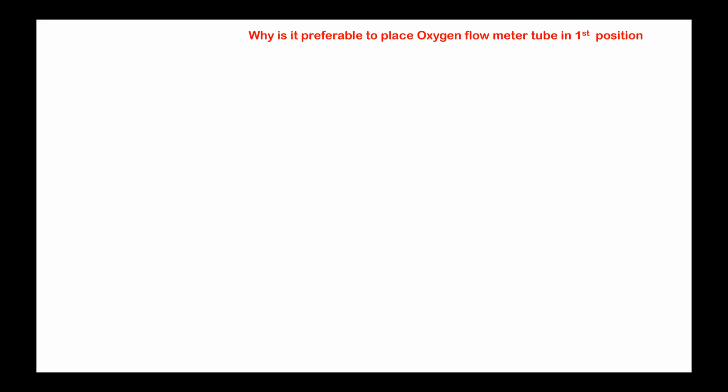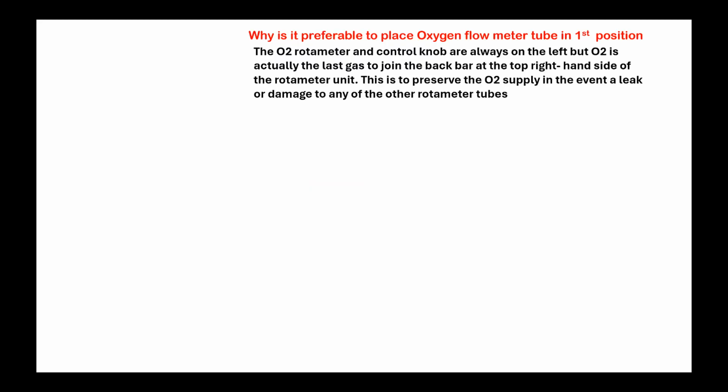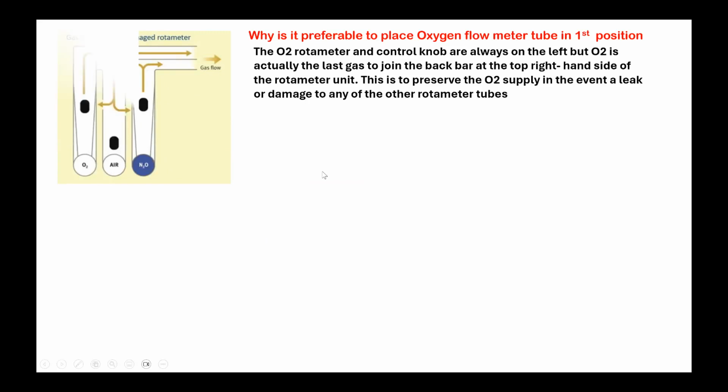Now again, they are coming back to the oxygen in the left extreme or the first position, then air, then nitrous oxide like this. The reason why is, if you see this, the oxygen flow meter goes beyond all the other things as a separate line. So even if there is a crack in other flow meter tubes, the oxygen delivered will be fully supplied all the time.